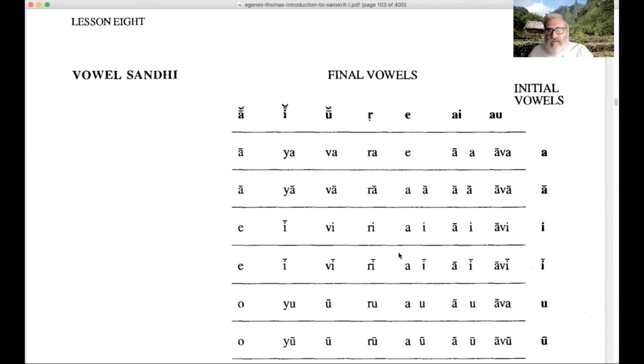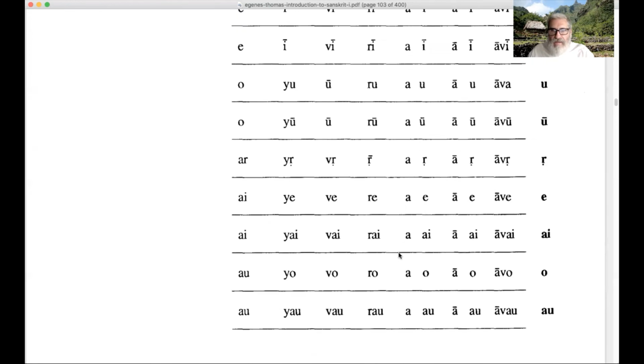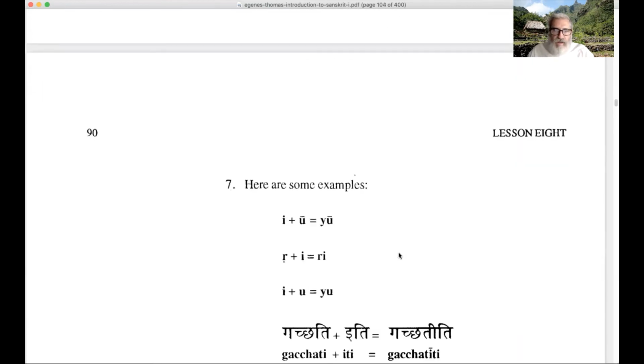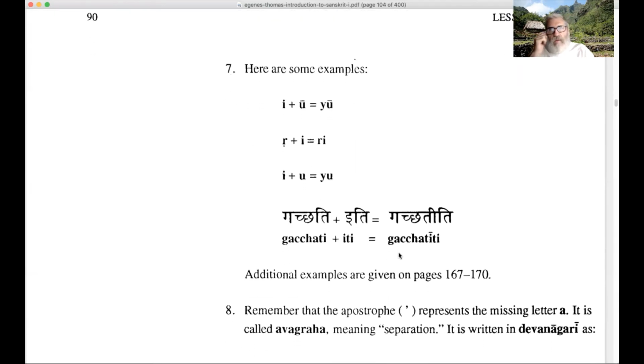Okay. So let's just go with this right now, and have a look at some samples. Here he's not even giving you the whole word. He's just giving the last letter of the first word and the first letter of the second word. The last letter of the first word is the short I. The first letter of the second word is long U. So it comes together and becomes Y-U. I and U become YU.